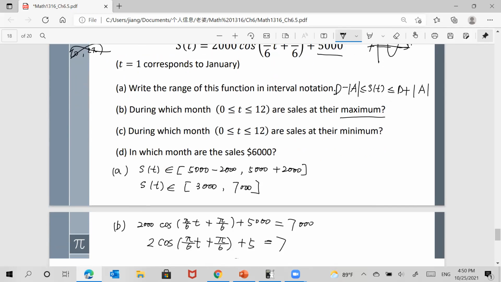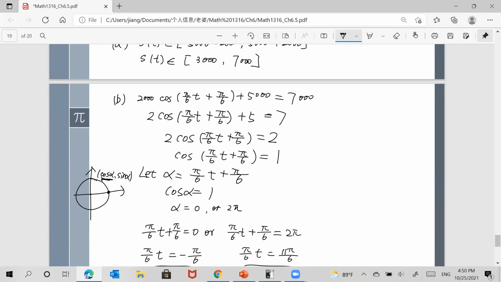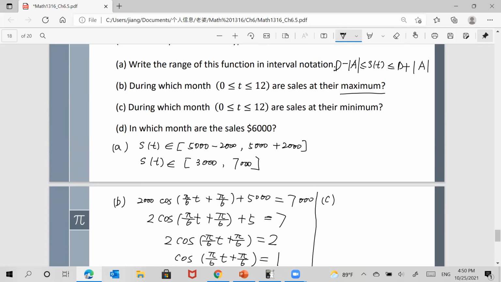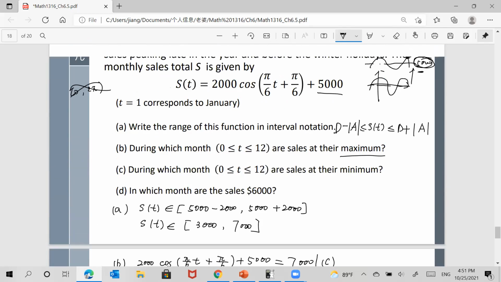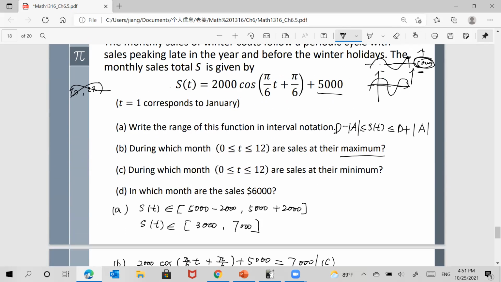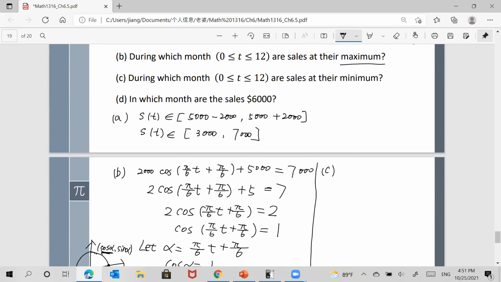Oh, I have no space for number C and number D. Let's just make a space for number C. Question C. What is question C looking for? During which month are the sales at their minimum? That means all of this expression equals minimum. Minimum is 3,000. So I just borrow this part and set it equal to 3,000.